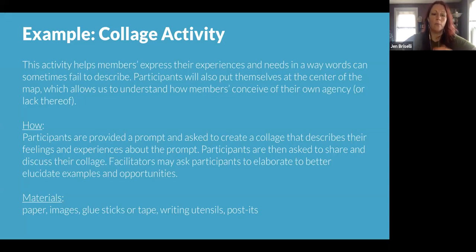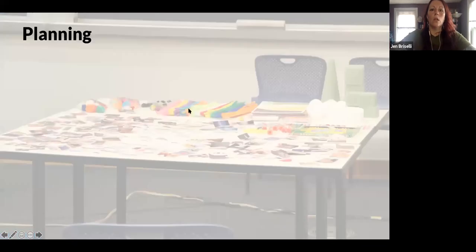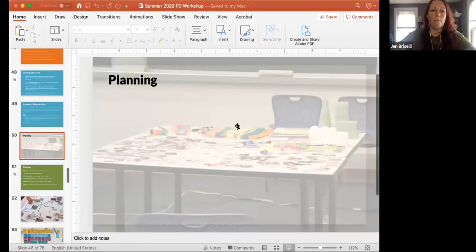How you would do this, participants would be provided a prompt, which we're going to write now, and asked to create a collage that describes their feelings and experiences about that prompt. Participants are then asked to share and discuss their collage, and facilitators may ask participants to elaborate a little bit. Usually the materials would be things like paper or glue, etc. If you're going to do this remotely, you could use Mural and have your users use Mural to do it the way that we're going to try later. But I have yet to try that. I think it depends on the tech savvy of your users. But I'll talk a little bit about that momentarily.